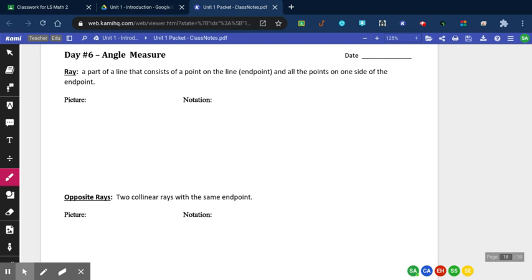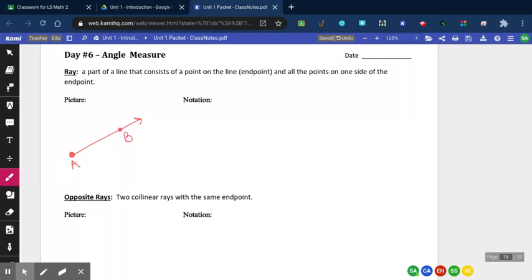So the first definition is a ray. A part of a line that consists of a point on the line, an endpoint, and all the points on one side of the endpoint. That's a confusing definition, but a ray just means I have an endpoint and then a line pointing in the other direction.